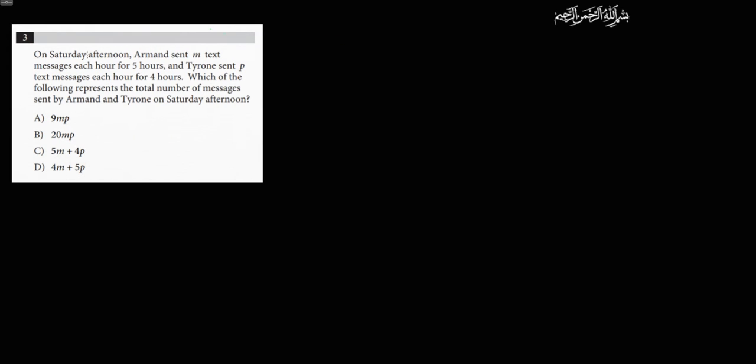Question number 3. On Saturday afternoon, Armand sent M text messages each hour for 5 hours. So he sent this number of texts. Again, this is a variable. We don't know how many texts he sent, so we're just going to call it M. If we knew how many he sent, we wouldn't use a variable. So we use variables in algebra to represent numbers that we don't know.